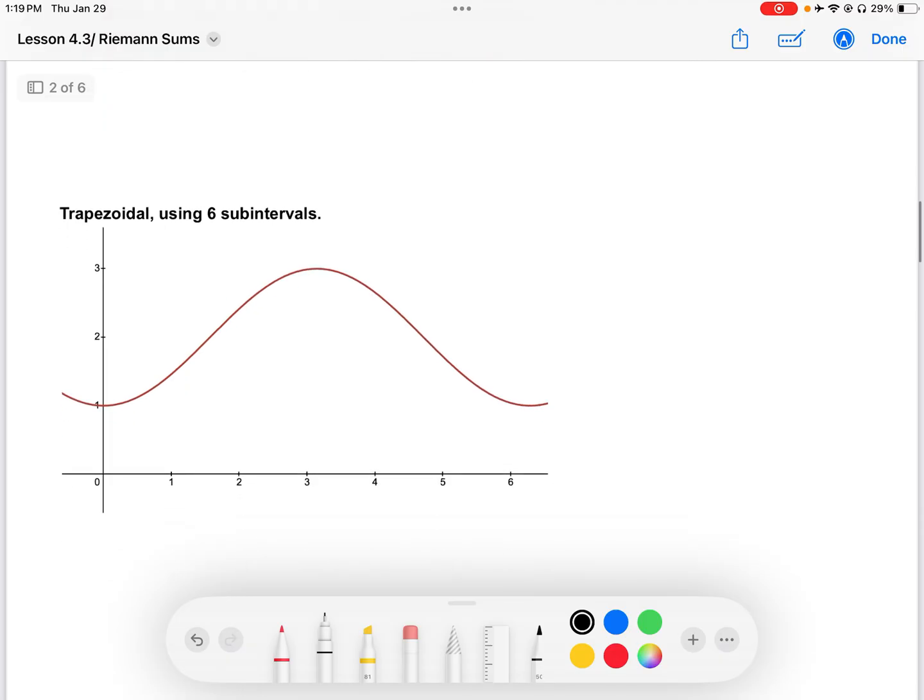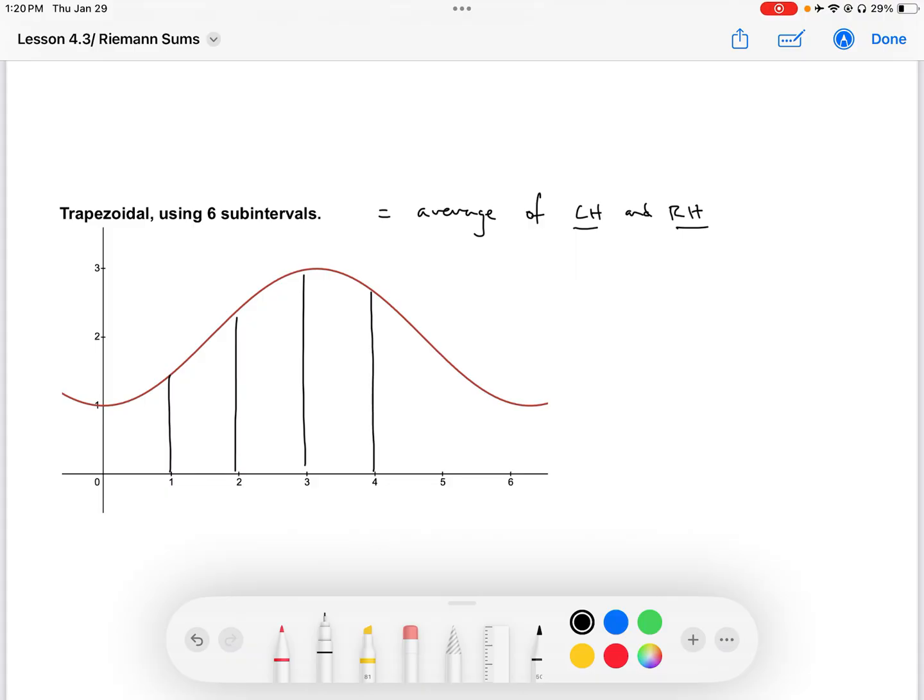Okay, finally, trapezoidal. So it turns out that the trapezoidal sum is just the average of left hand and right hand. So I usually just compute the left hand and the right hand and average them. That's one way to do it, literally add them up. But it's good to look at how we would compute it without doing that as well.